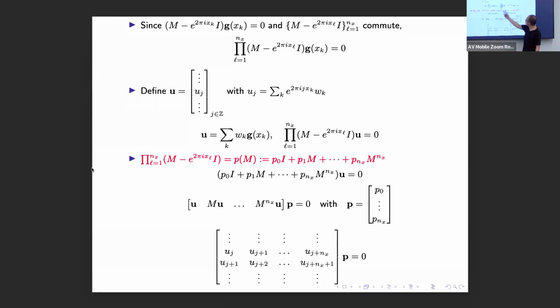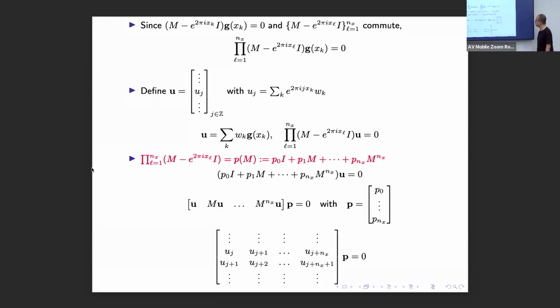Once you introduce this matrix polynomial, what we have is that this matrix polynomial applied to U is equal to 0. Here I add the matrices together and apply to U. But you can also apply each of the matrices to U and then add them together. That's also equal to 0. Apply identity to U, you get the first vector. Apply M to U, you get the second vector, and so on, up to the last matrix. Then you take a linear combination of them with weights given by P0 all the way to Pnx. When you add them together, it's equal to 0.